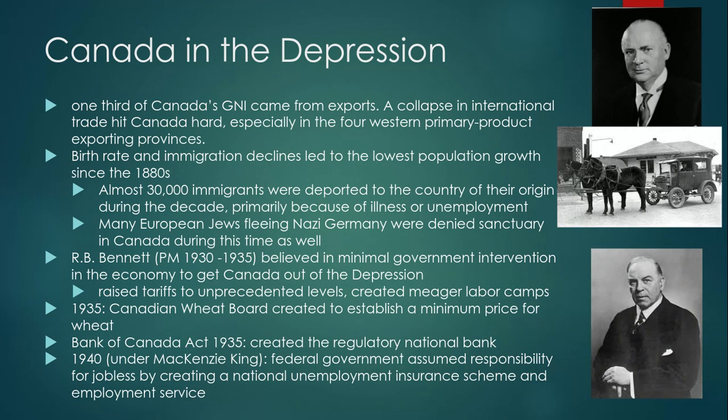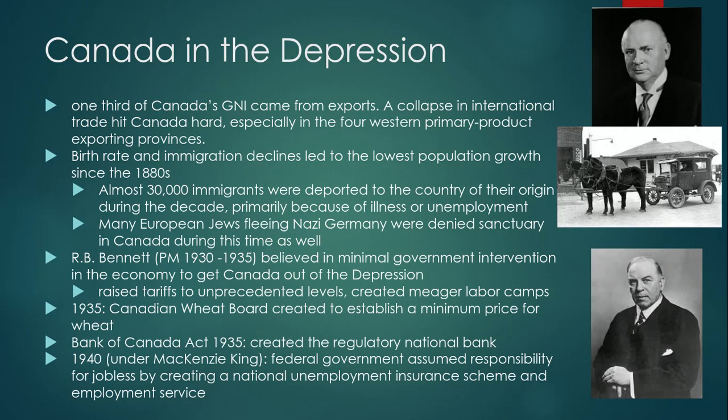You see income dropping by 90% for some people in 2 years. Saskatchewan has the lowest price for wheat in recorded history. 66% are forced onto relief. What else was happening? Well, the birth rate and immigration declines also led to low population growth, the lowest since the 1880s.